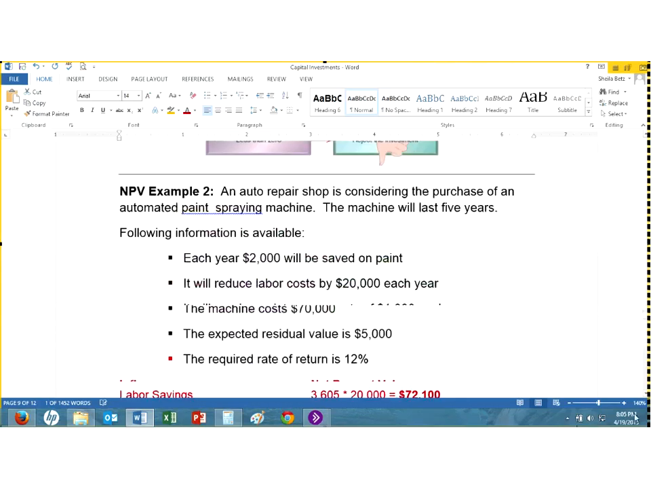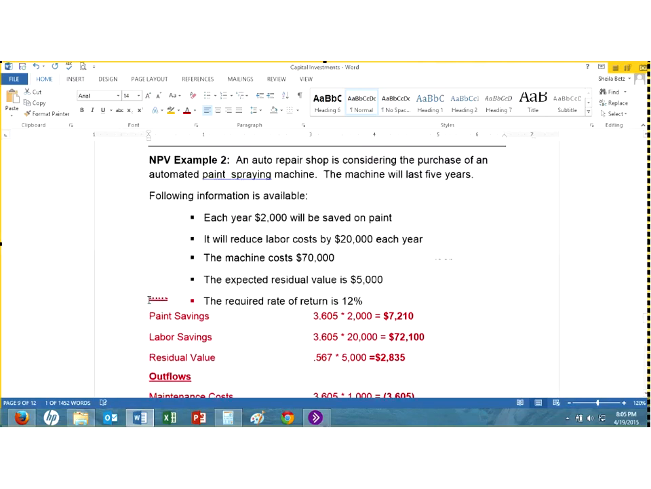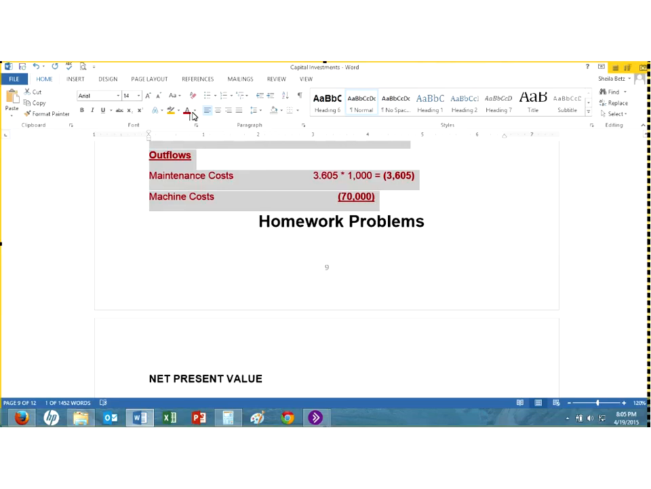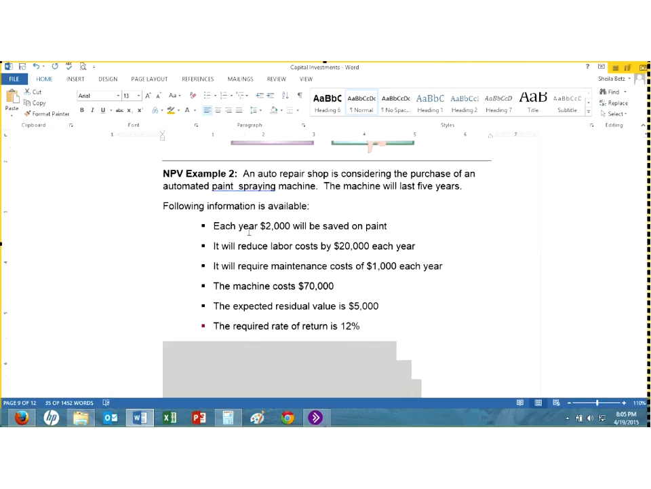Let's do another example. So now we have an auto repair shop. And let's hide these for a second so you don't get distracted. An auto repair shop is considering the purchase of an automated paint spraying machine. The machine will last 5 years. Following information is available. Each year, $2,000 will be saved on paint. It will reduce labor costs by $20,000. It will require a maintenance cost of $1,000. The machine costs $70,000. The expected residual value is $5,000, and the required rate of return is 12%.